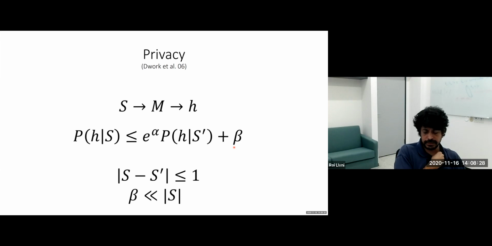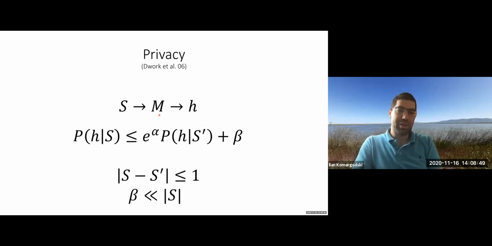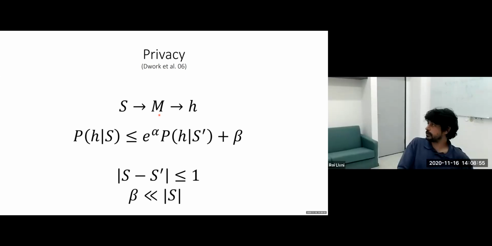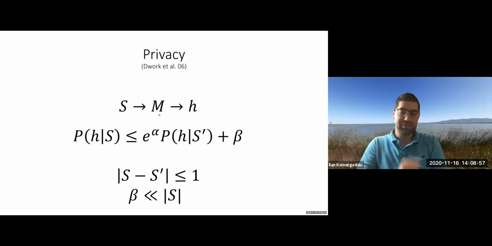So this is a classical definition of differential privacy, which is today considered the main definition we work with when we want to discuss private mechanisms. And given that question, do you mean beta smaller than maybe 1 over the size of S? Yeah, 1 over S. So it's inverse. Yeah.